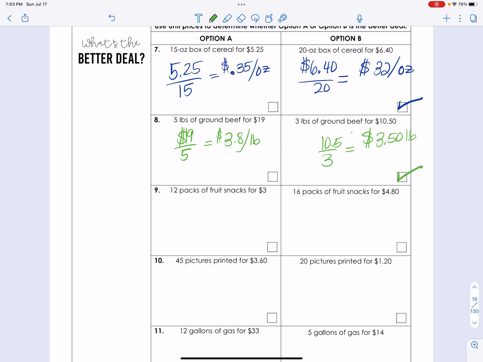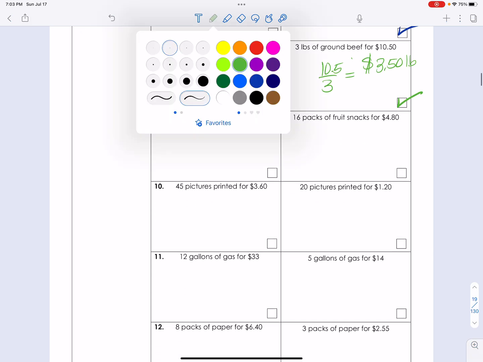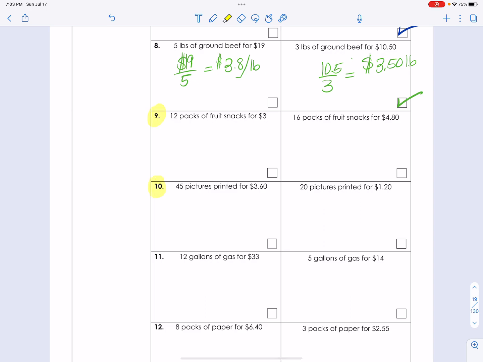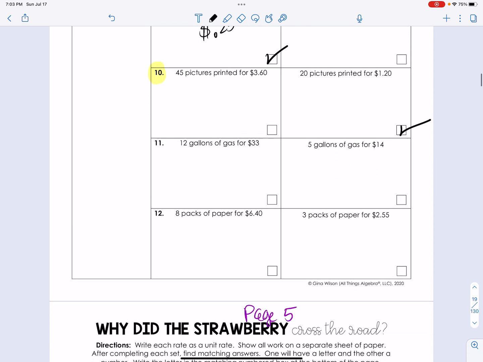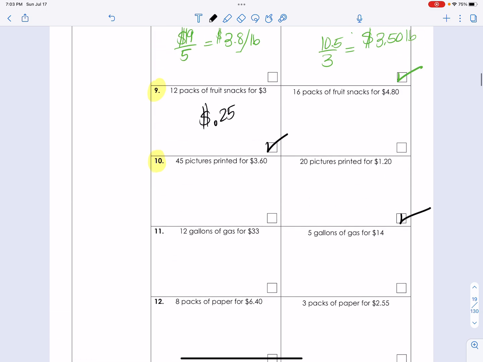Okay, I don't think I need you to do all of them. I would just like you to do 9 and 10. 9 and 10, please. Pause the video, do 9 and 10. So on number 9, the better deal is this one. It is 12 packs, so it ended up being like 25 cents per pack, right? And on 10, the better deal was 20 pitchers for $1.20. Okay, so this is what we are working on, unit price and ratio.